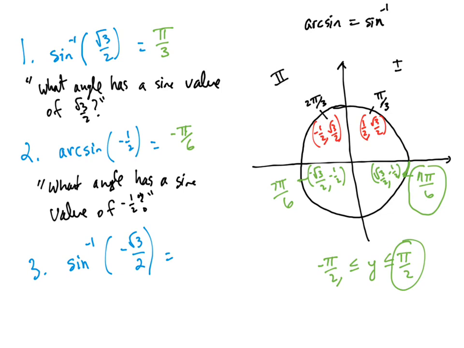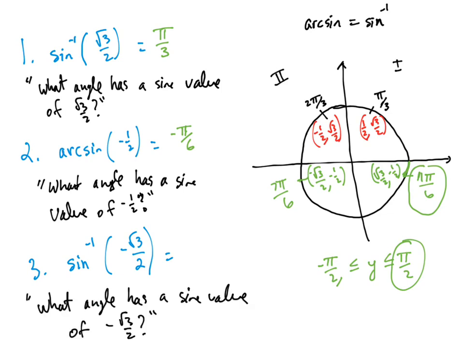Lastly, sine inverse of negative root 3 over 2. What angle has a sine value of negative root 3 over 2? Again, sine is negative in quadrants 3 and 4. This is going to be negative 1/2, negative root 3 over 2, and positive 1/2, negative root 3 over 2.